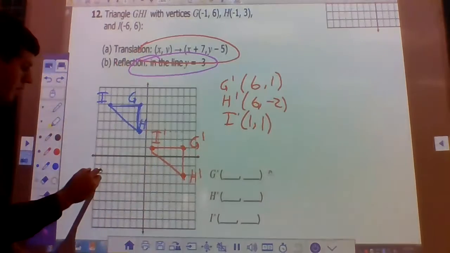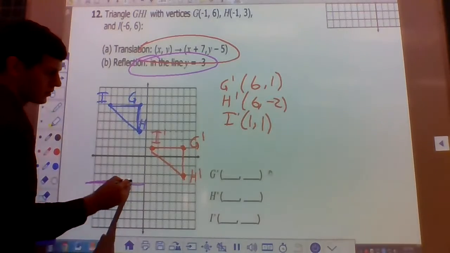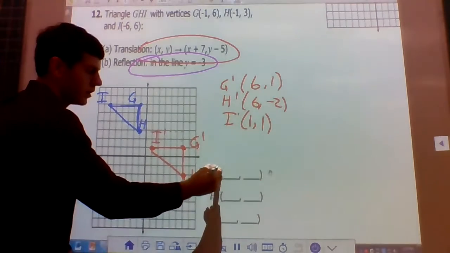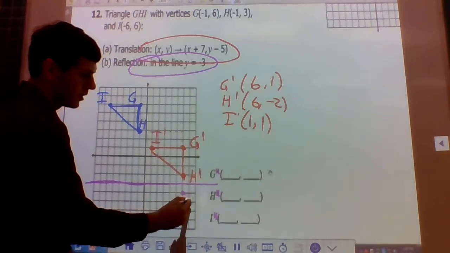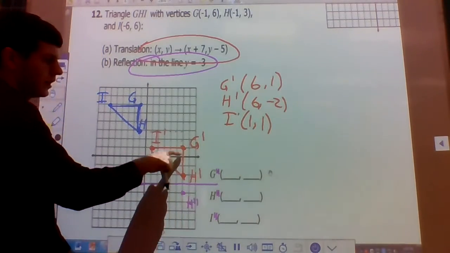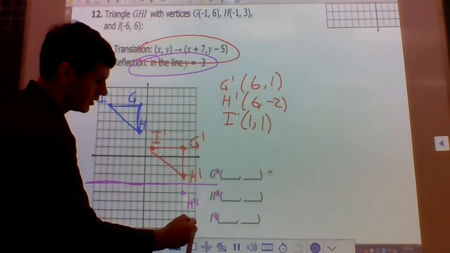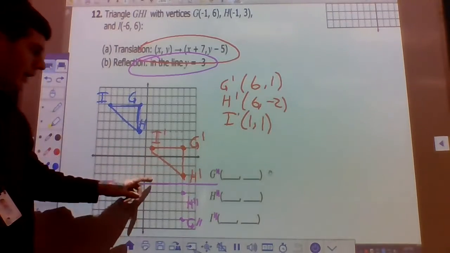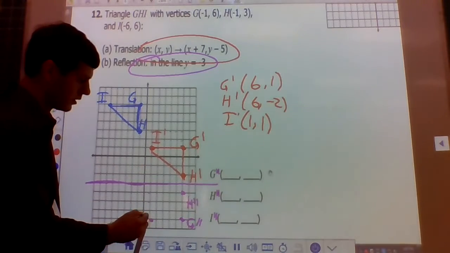equals negative 3. So if we go down on the y-axis to negative 3, and we draw a horizontal line, that's the line we're reflecting over. So right now H prime is 1 unit above, so H double prime is 1 unit below. G prime is 4 units above, so 1, 2, 3, 4. G double prime is 4 units below. Same with I. I is 1, 2, 3, 4 units above, so 1, 2, 3, 4 units below.